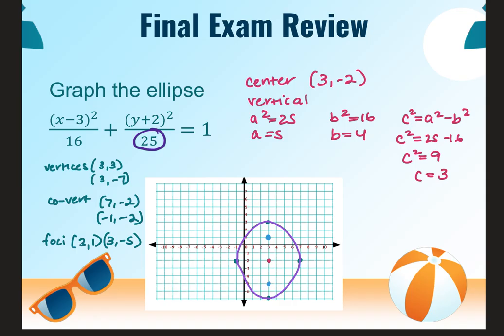It didn't ask for the foci, but if it had, I would have done c squared equals a squared minus b squared. It's not going to ask you for the foci on the exam. It's just going to ask you to graph it. So as long as you can find that center and then count your a and your b, you should be good.